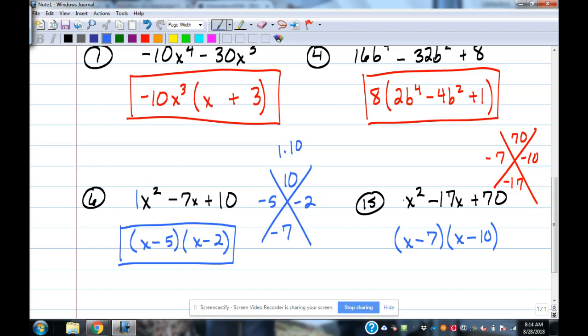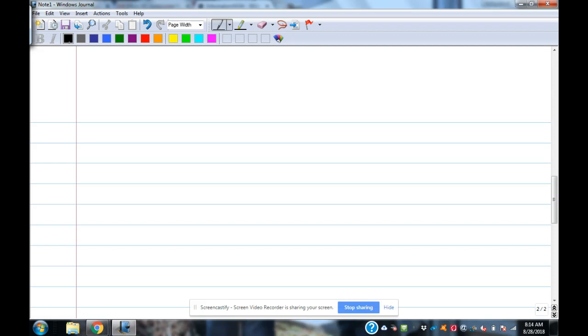Because there's a 1 in front of x squared, I can go with my shortcut, x minus 7, x minus 10. Okay. That's the factored form. Flip it over to the back. Let's just get number 16 there. That looks like a fun one. These are a little tougher. 16 through 25 are a little tougher.